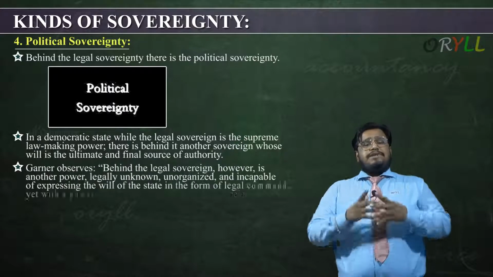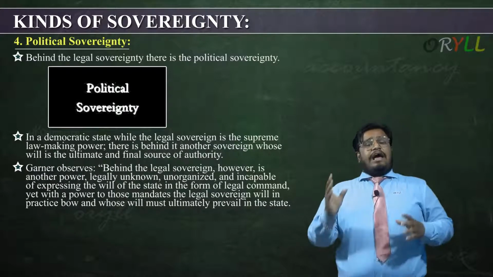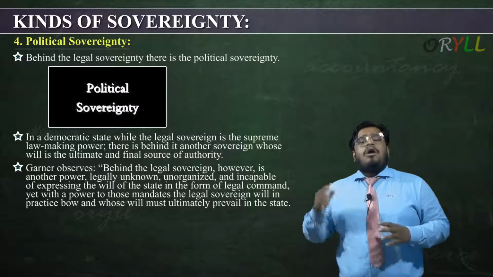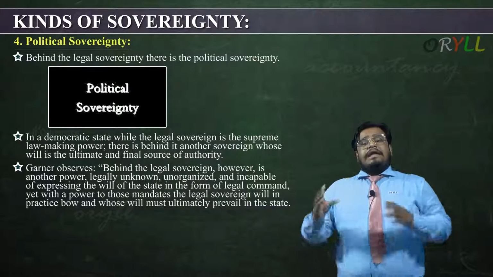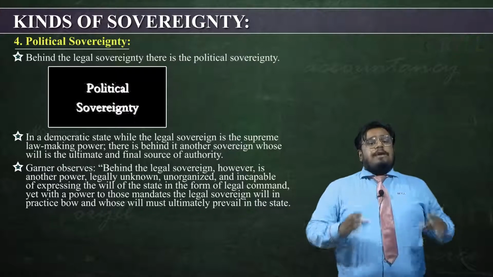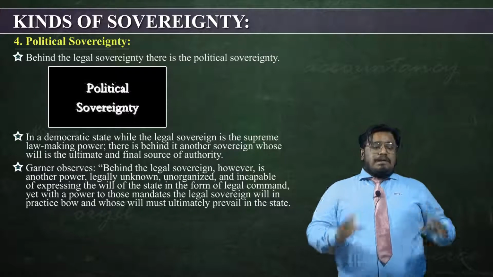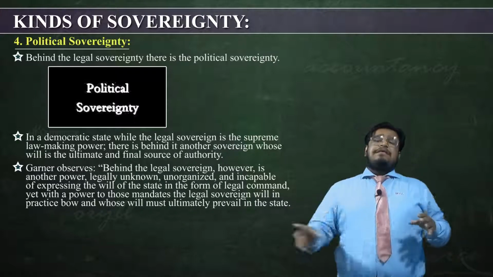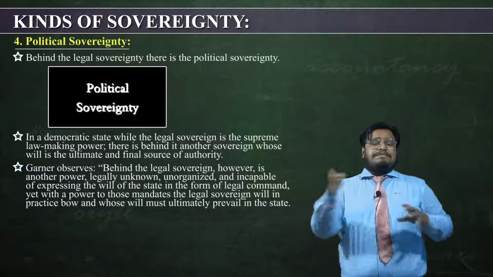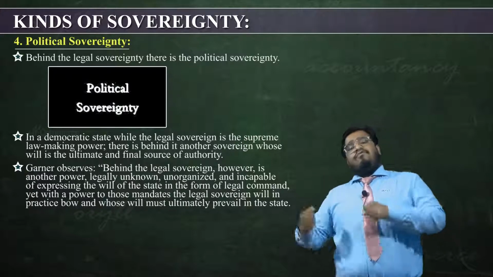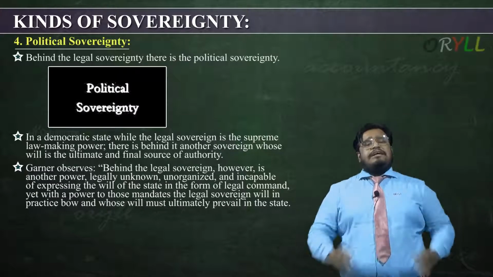Garner observes that behind the legal sovereign power, however, is another power that is legally unknown, unorganized, or incapable of expressing the will of the state in the form of legal command, yet with the power to enforce those mandates, whose will the legal sovereign must practice and which must ultimately prevail in the state. That means this is an unorganized, unknown or incapable-of-expression power, from which the legal sovereignty comes into birth, and that power is always the political sovereignty.